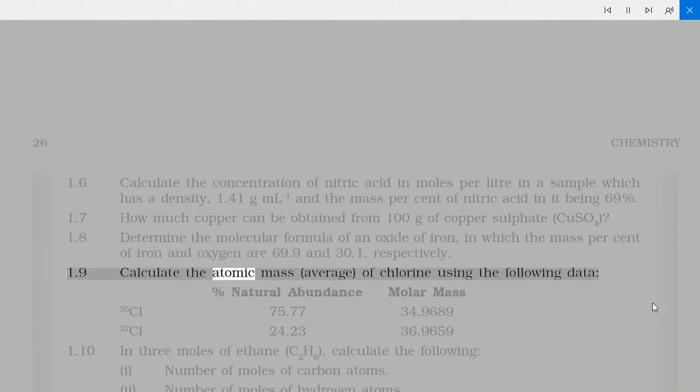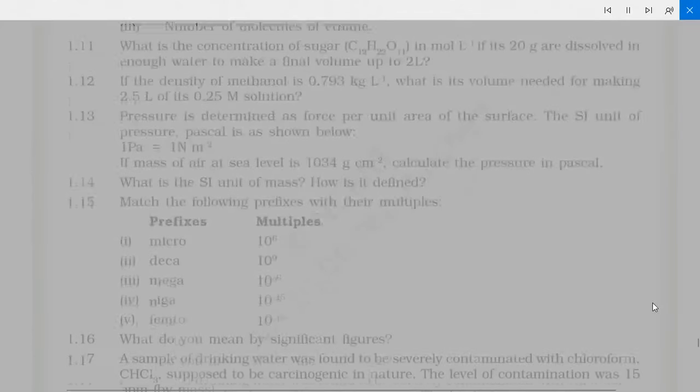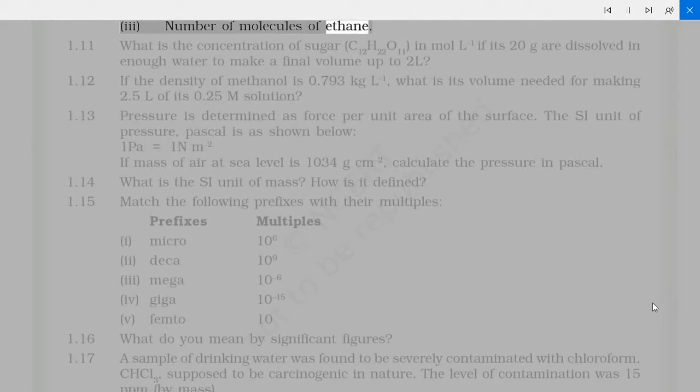1.9 Calculate the atomic mass average of chlorine using the following data. Percent natural abundance, molar mass: 35Cl 75.77, 34.9689; 37Cl 24.23, 36.9659. 1.10 In 3 moles of ethane, C2H6, calculate the following. 1. Number of moles of carbon atoms. 2. Number of moles of hydrogen atoms. 3. Number of molecules of ethane.